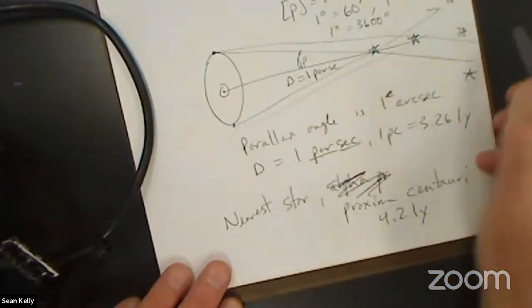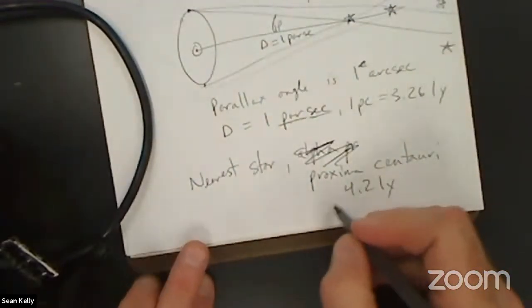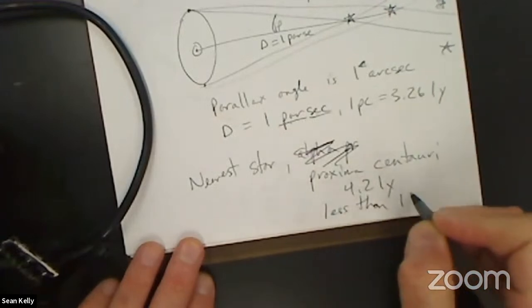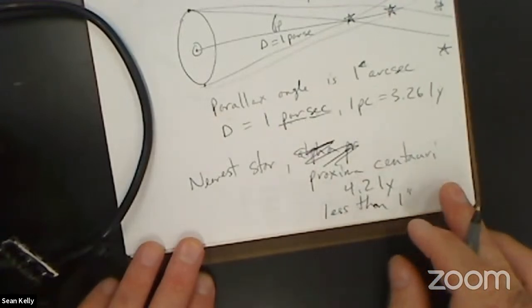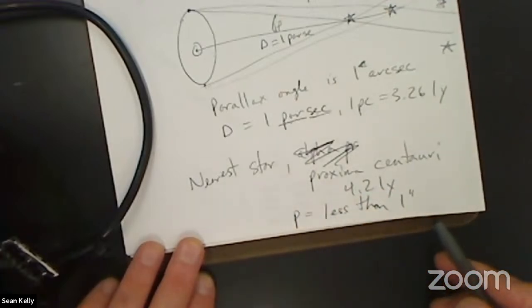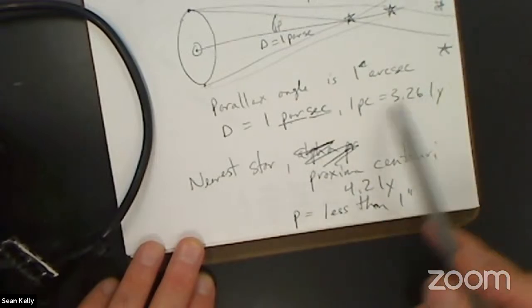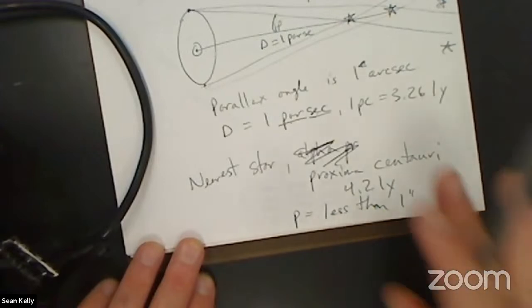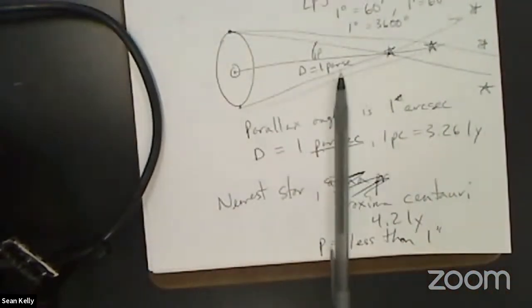And you're supposed to be able to tell me the parallax angle is less than 1 arc second, okay? So P is less than 1 arc second because you're more than 1 parsec away. The further you go, the smaller this becomes, okay? So this is why Aristotle said the Earth is not moving. He could not see stellar parallax.